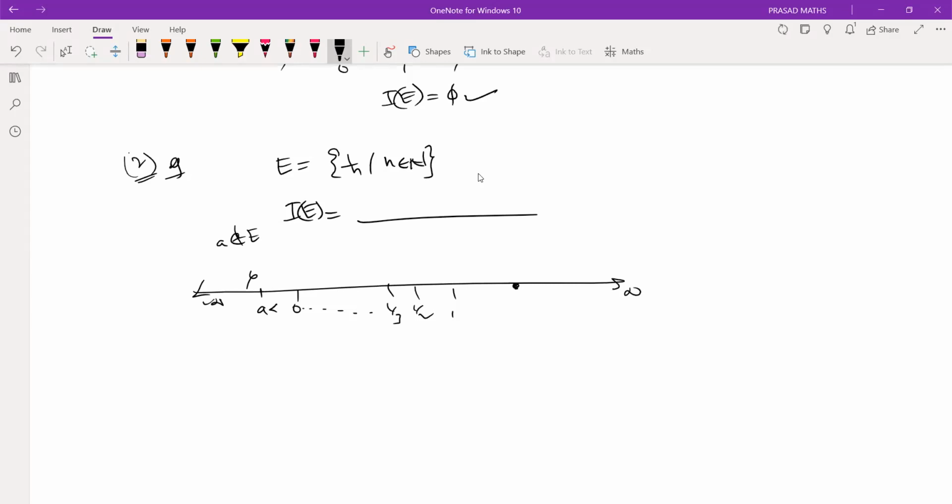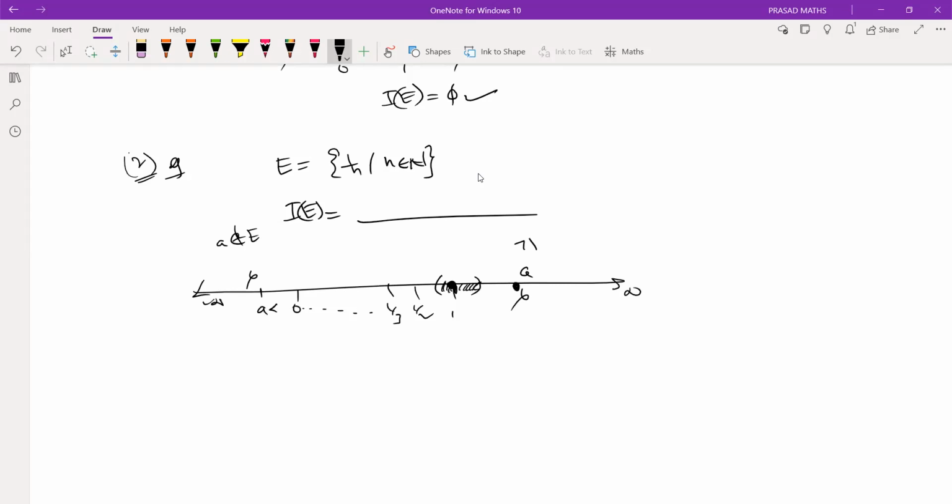Is a point which is to the right side of 1 an isolated point? No, because it does not belong to the set E. Therefore, points which are to the right side of 1 cannot be isolated points. Is 1 an isolated point? Yes, because I can find a very small neighborhood which contains only 1 itself.